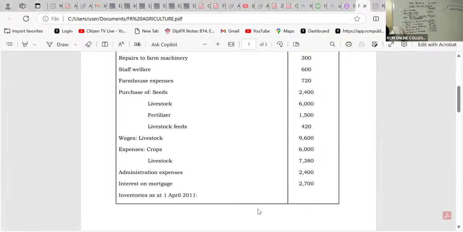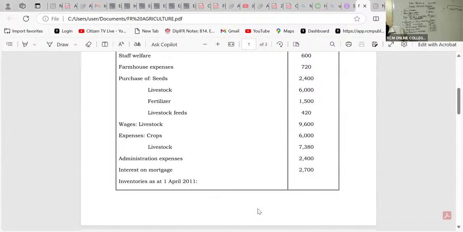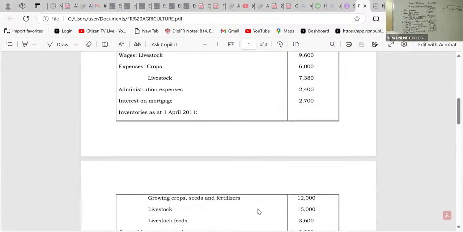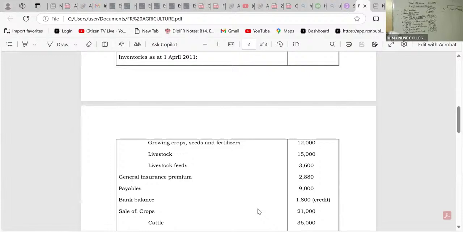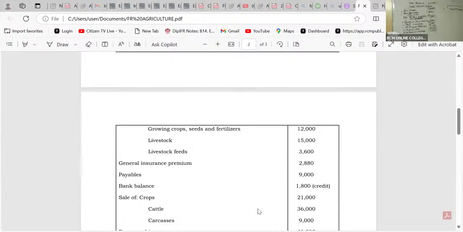After interest on mortgage, we have general insurance premium. You have to be very bright here. They have given us a figure of 2880. General insurance is 2880.